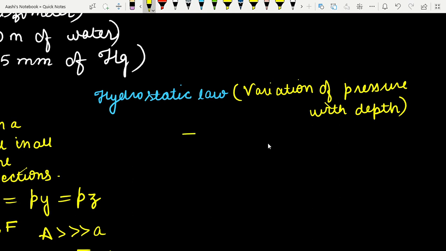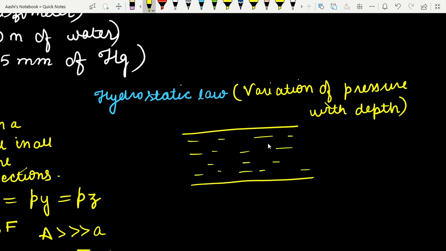Suppose you have a fluid in this container and you imagine a fluid element. This is not an external object or any other body, it is nothing but a fluid element I have considered here. Let's say this is the positive direction, that means I am assuming the downward direction as positive. Let's name this element A, B, C, D.